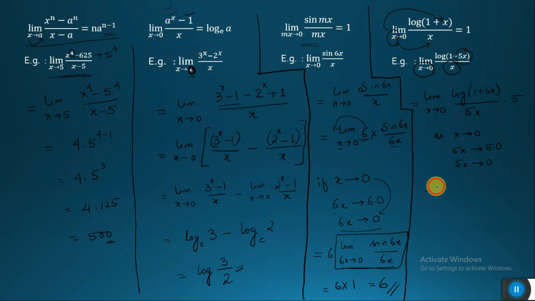So I can directly write limit 5x tends to 0 log of 1 plus 5x by 5x, and this 5 you can see is a constant, so let's bring it out. So this is 5 multiplied by 1, so 5 is your answer.